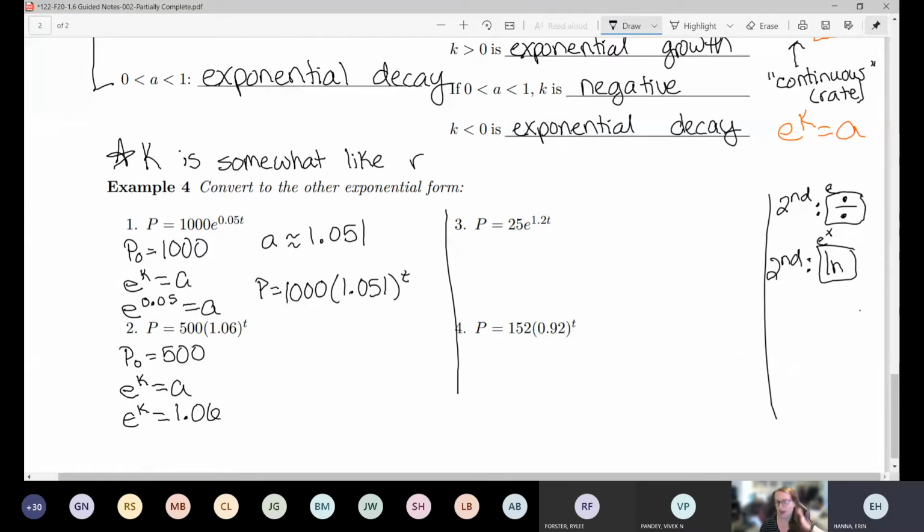Well, I need to solve for k, so I can solve for k by taking the natural log of both sides. And if I can do two steps at once, sorry, my Cortana pulled up, go away. There we go.